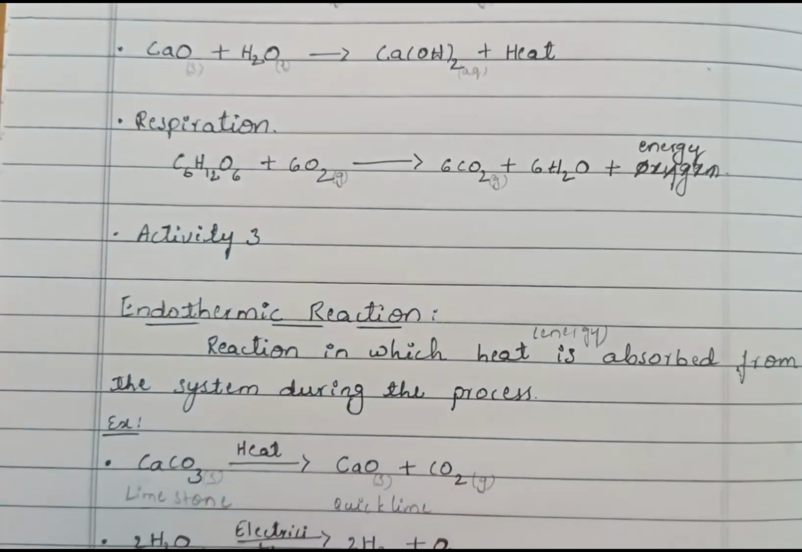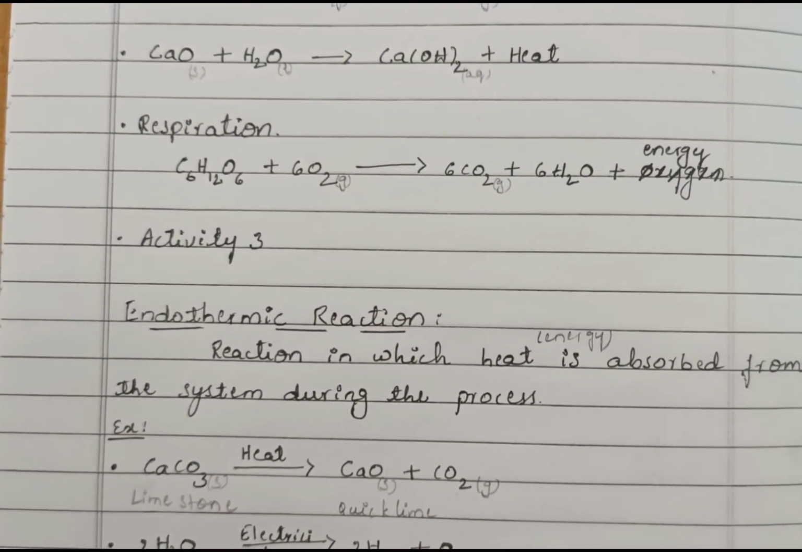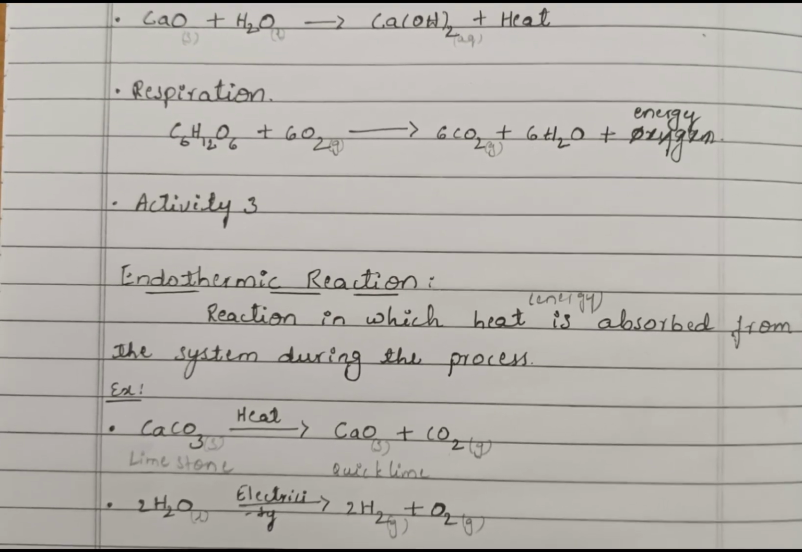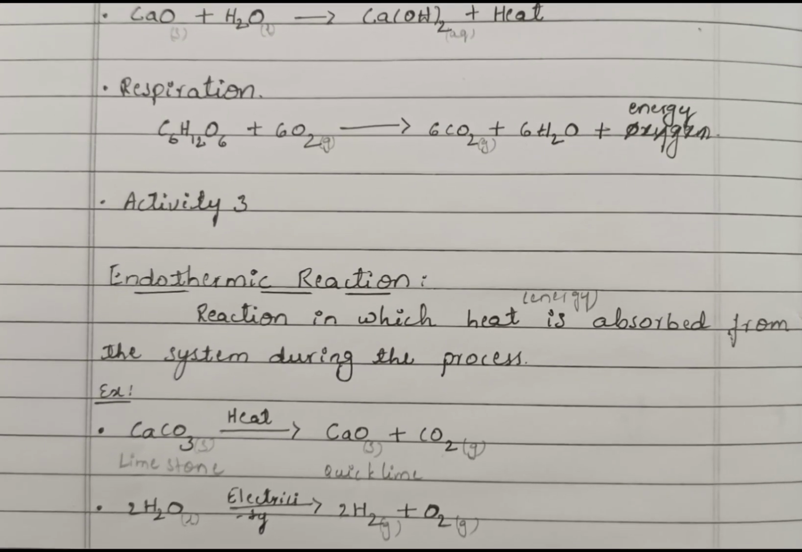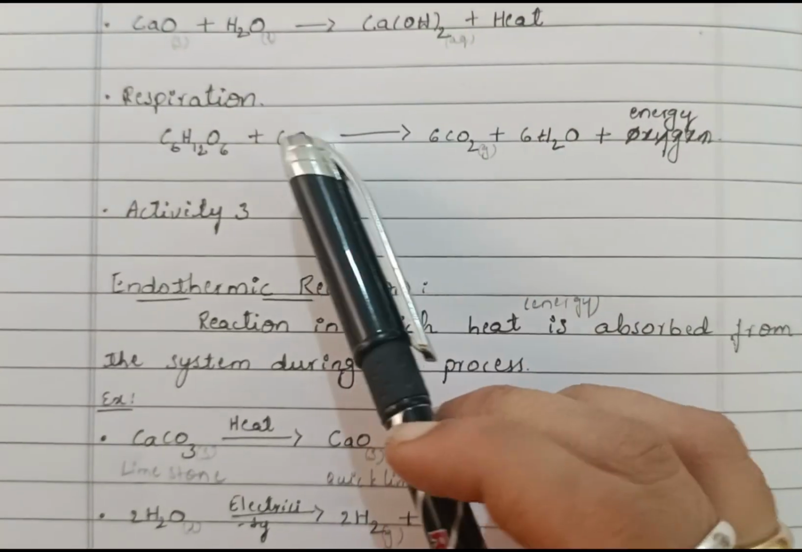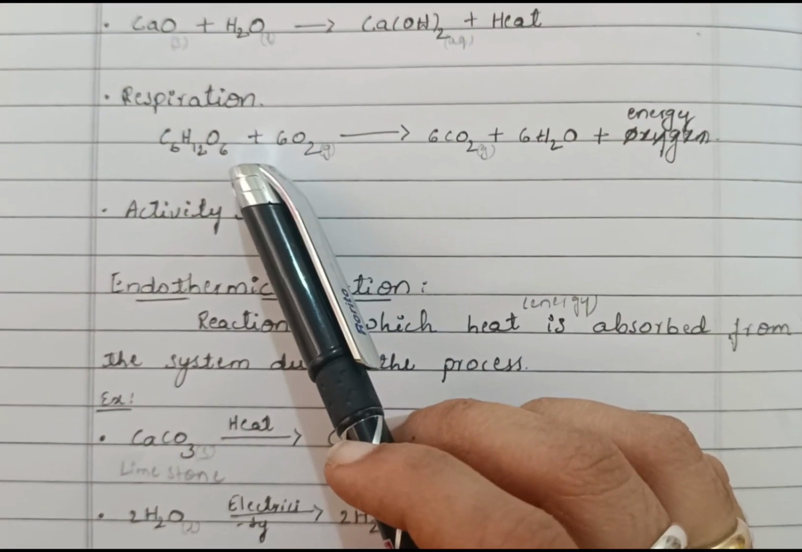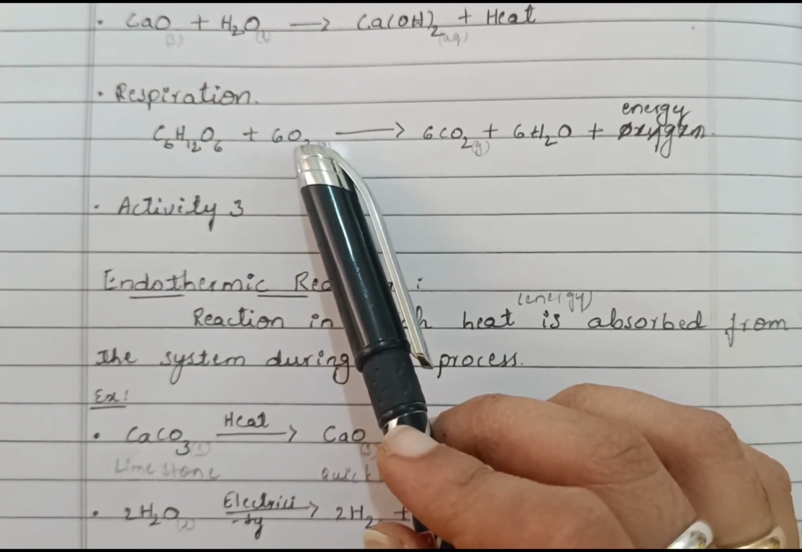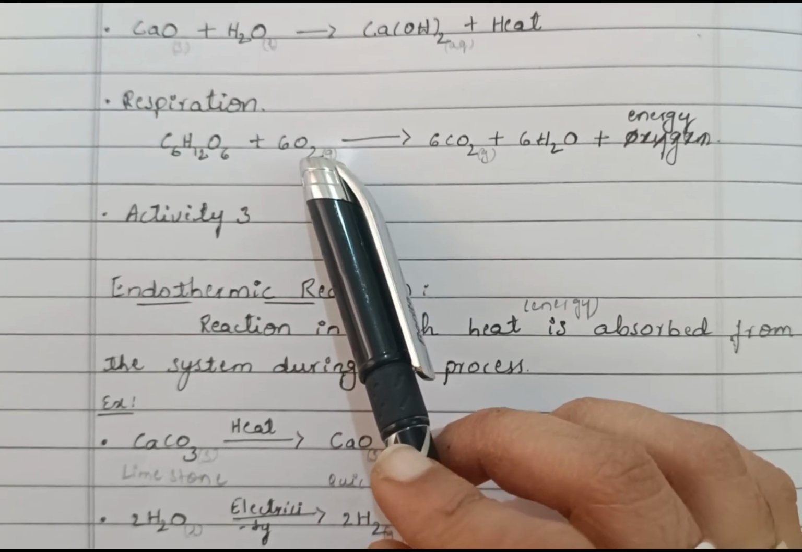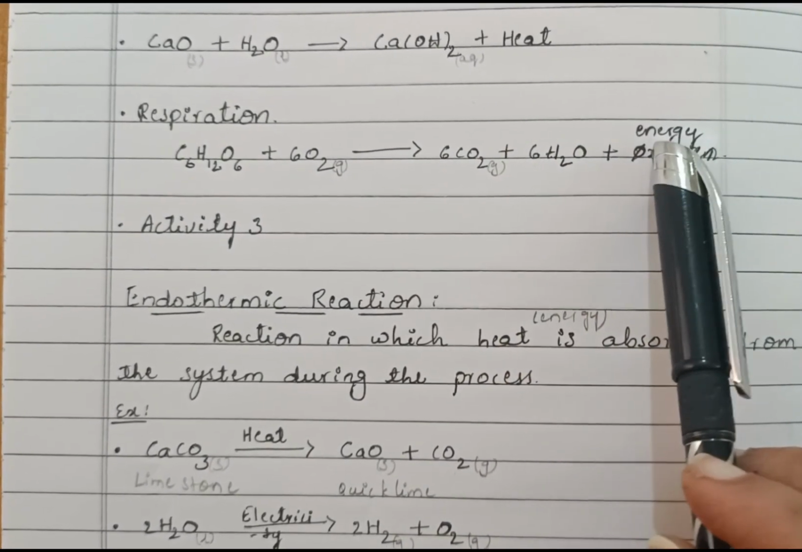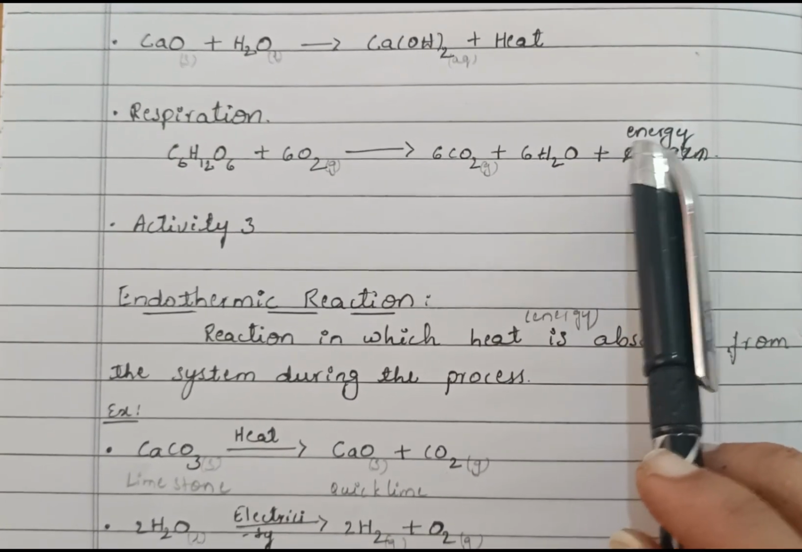Fine. And the next example is respiration. Do you know what we mean by respiration? What happens during respiration? See, during digestion, what happens? Carbohydrates are broken into glucose. This glucose combines with the oxygen in the cells of our body and provides energy. This is actually respiration.